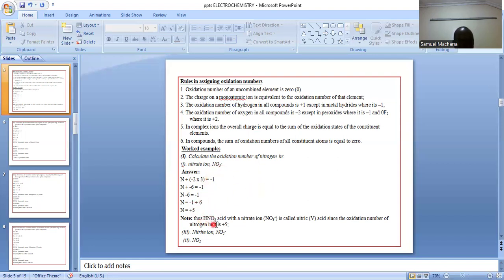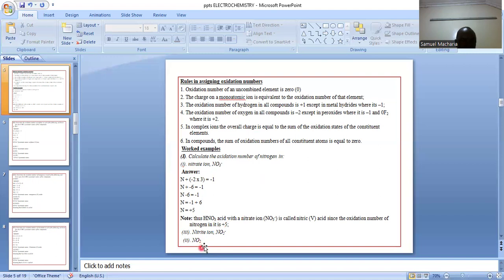And therefore, note, in the formula of nitric acid, HNO3, with the nitrate ion as a radical, it is called nitric 5 acid, since the oxidation number of nitrogen in it is +5. You can also use the same working to work out the oxidation number of nitrogen in the nitrite. I will leave you to do that one as an assignment for practice.